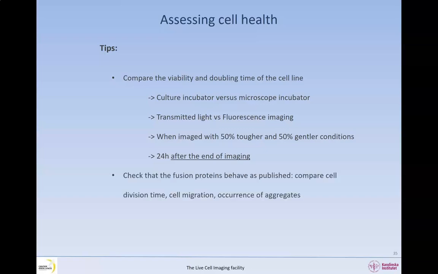Try several fusion locations, N-terminal, C-terminal, far from important domains, and compare cell division time, cell migration, occurrence of aggregates, etc. The stiffness of the environment greatly influences the cell behavior. Glass versus plastic. Not all cells are happy when growing on glass. Thus, they can change their morphology and moving pattern.